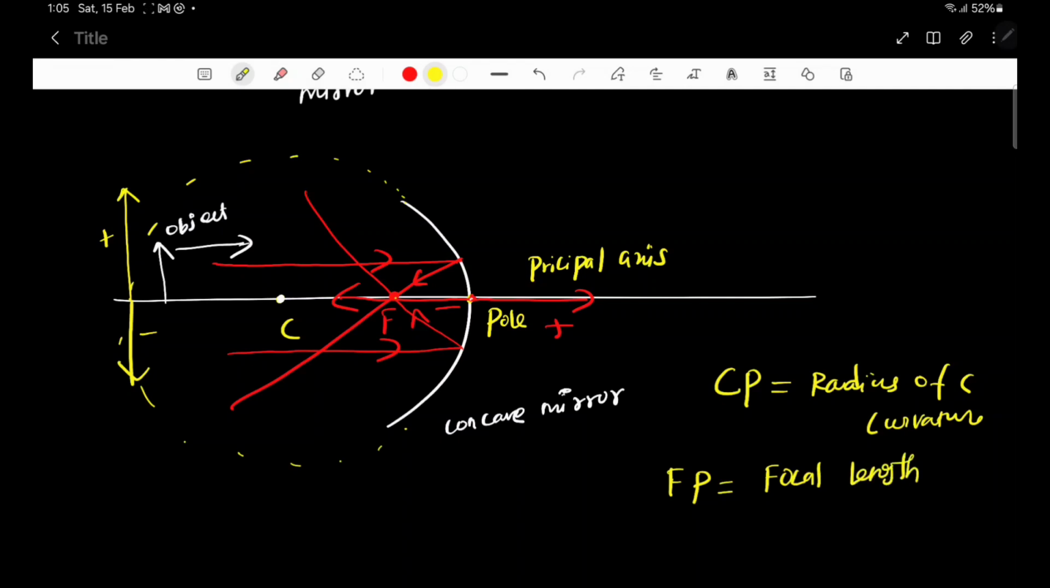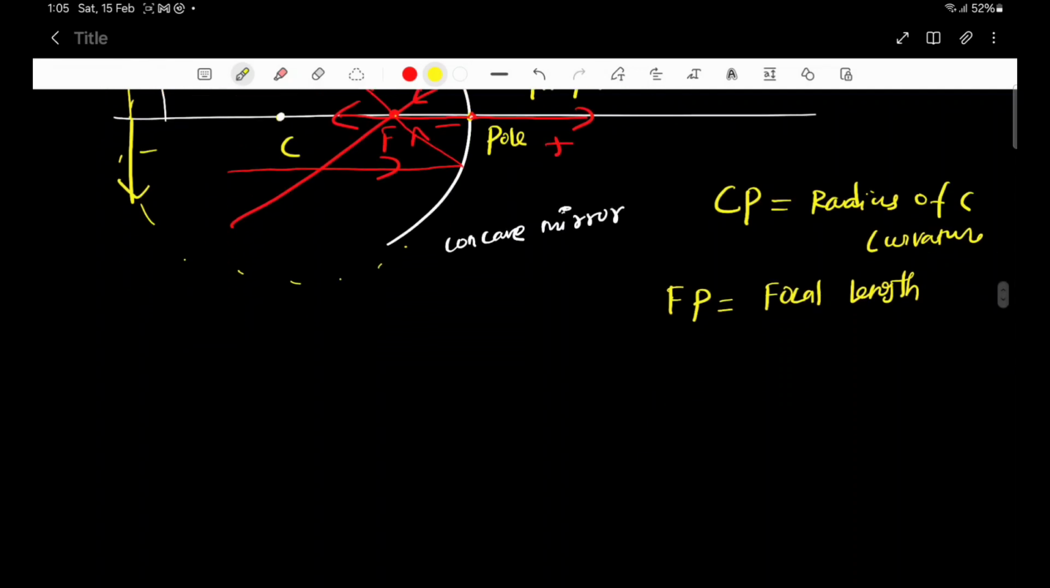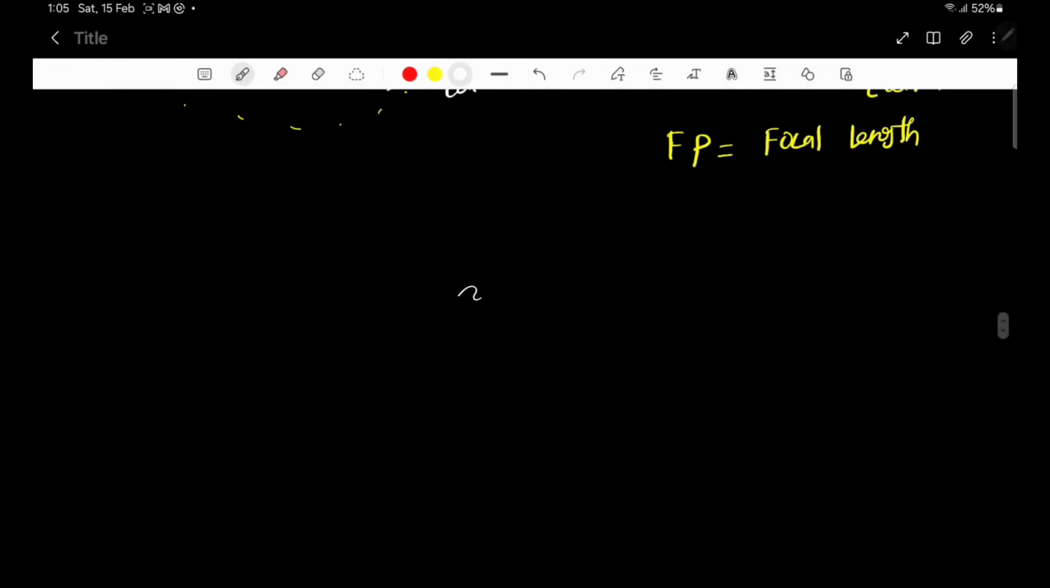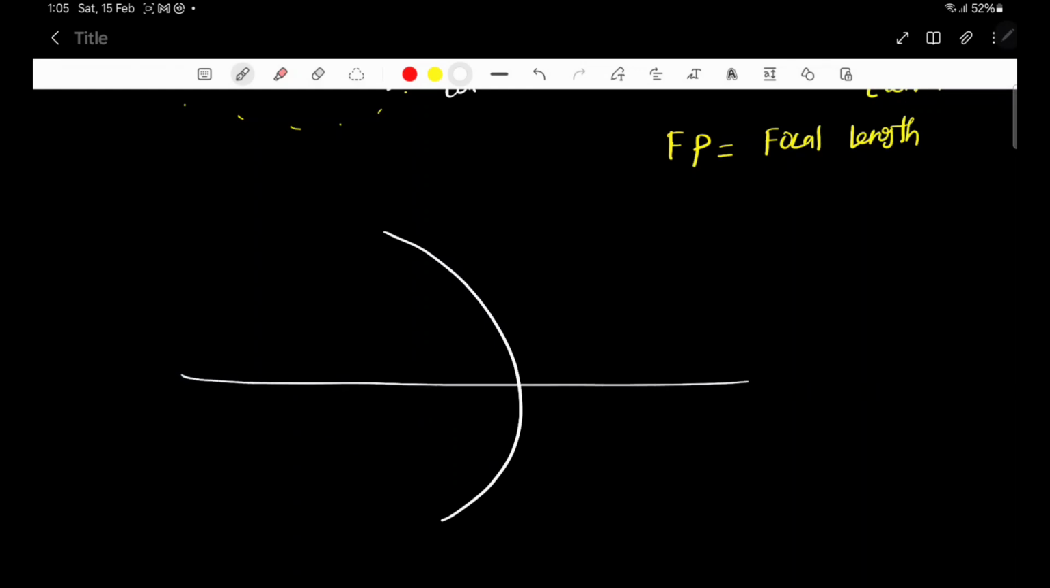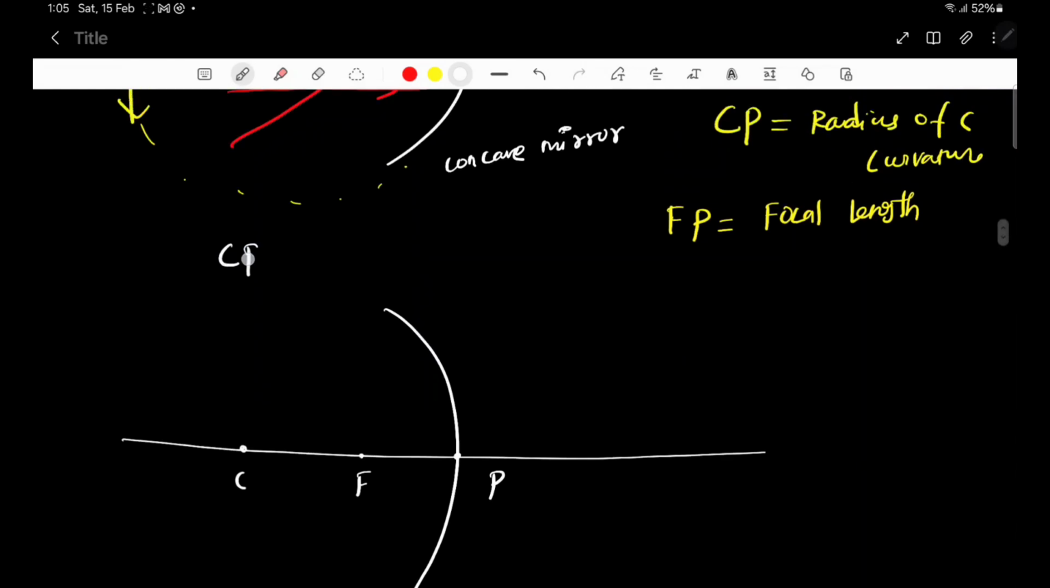Now we can see the relationship between the radius of curvature and the focal length. I will try to establish the relationship between these two. Consider a concave mirror now. This is the pole. This is the center of curvature. This is the focal point. Now our task is to establish the relationship between CP and FP, which means the radius of curvature and the focal length.